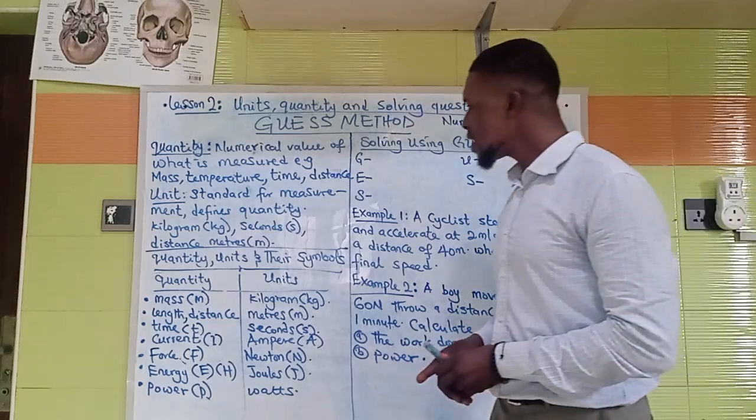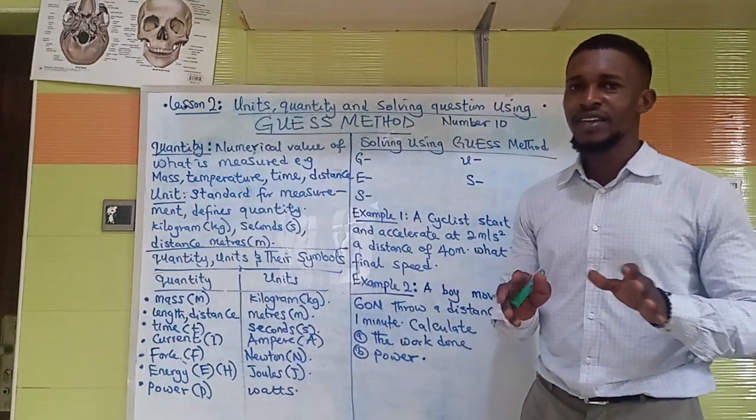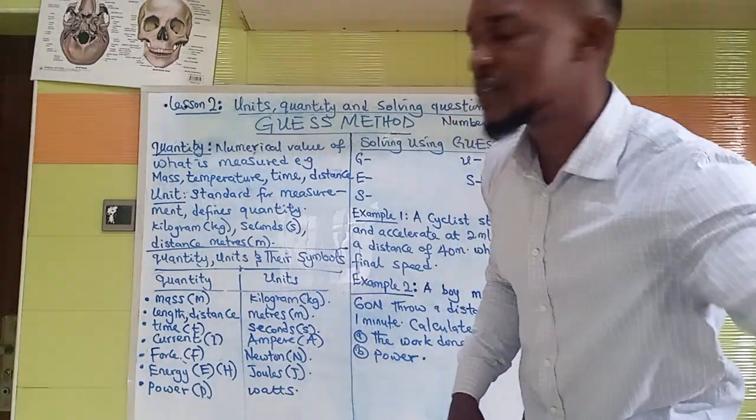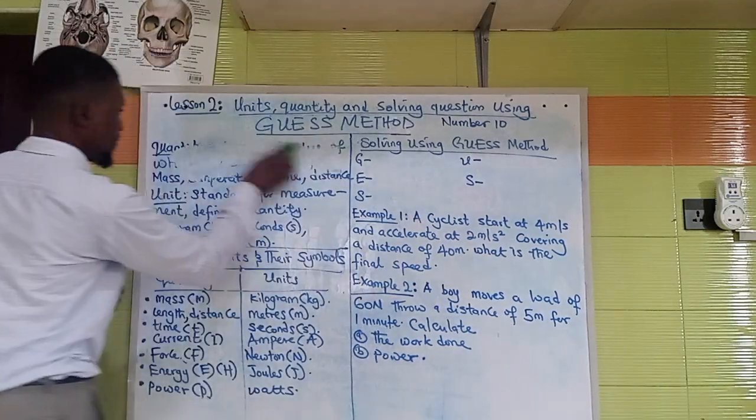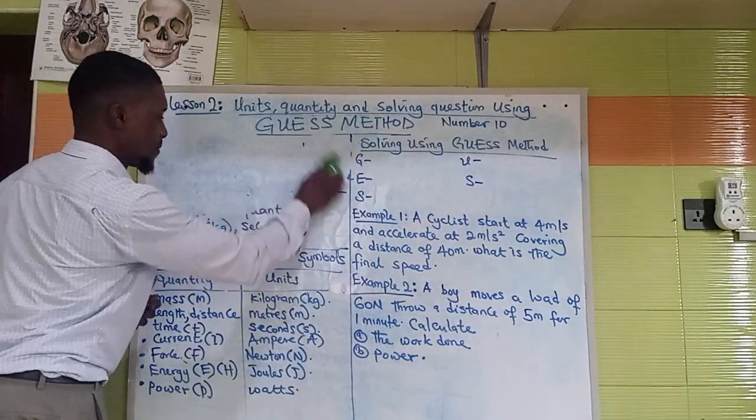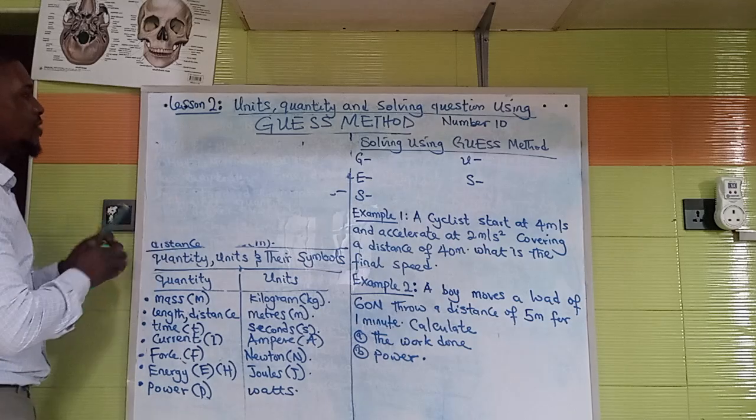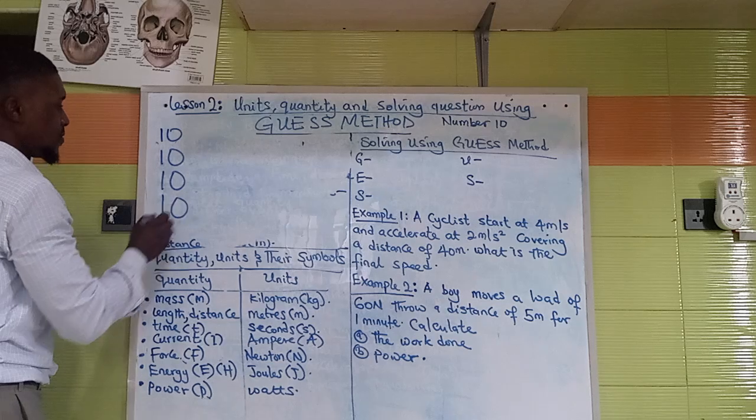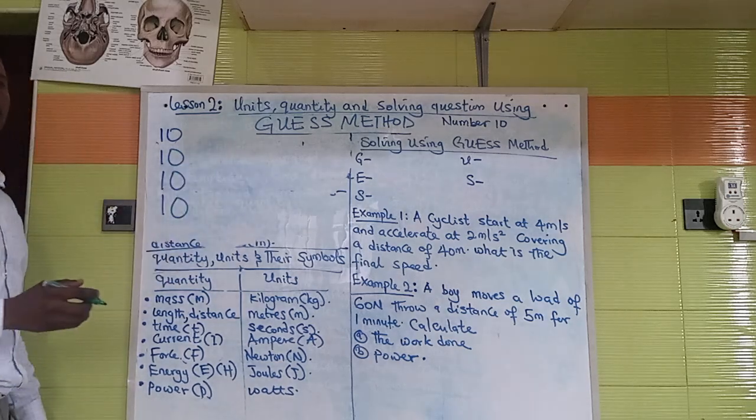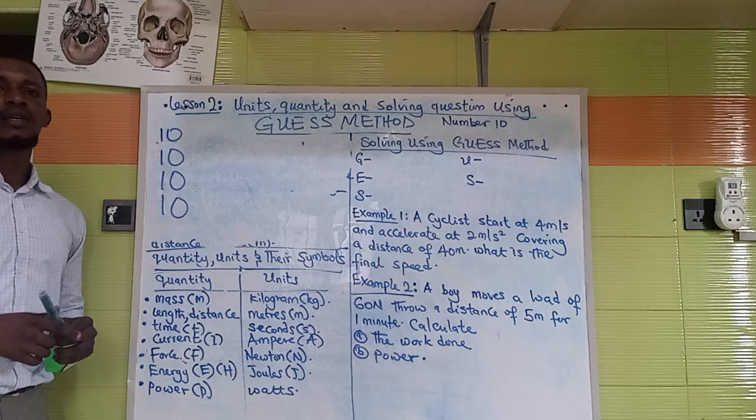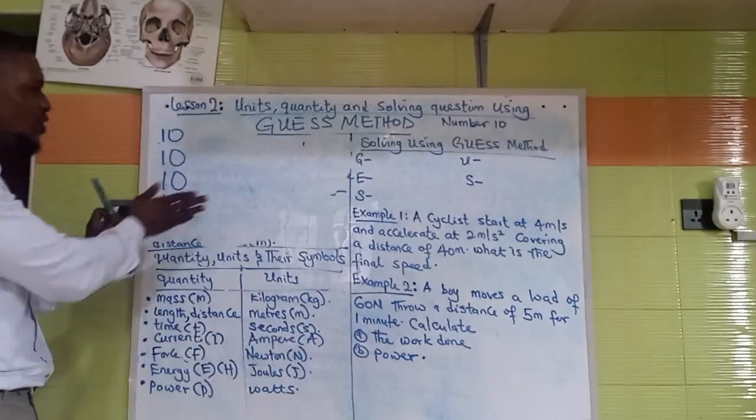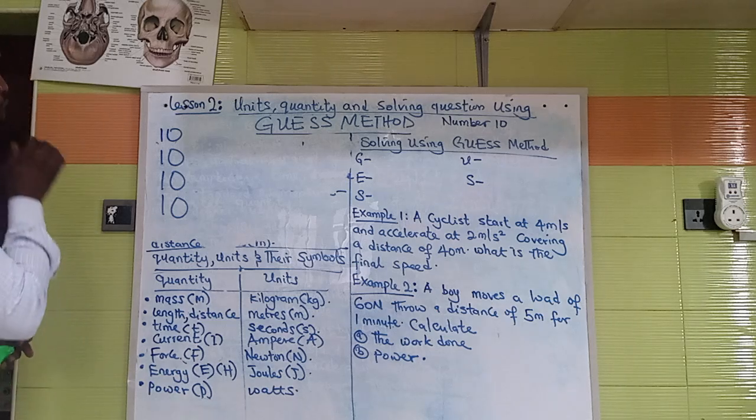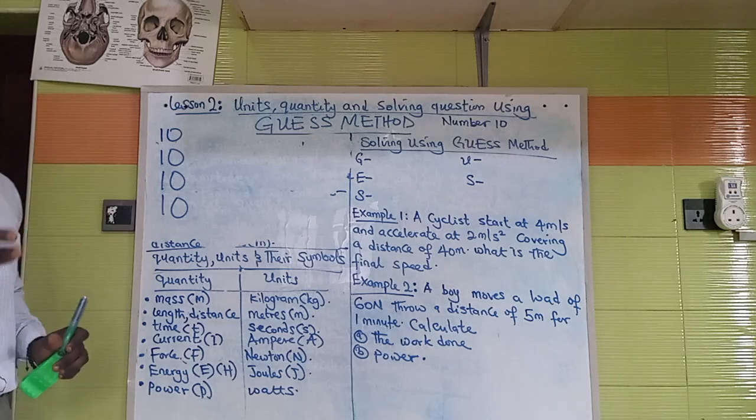All right. Now, why is the unit very, very important? Let's say, for example, you have a number. Let's say you have the number 10. Now, if you look at this 10, it has no meaning, no significance. Now I can give this number meaning by adding units to it.